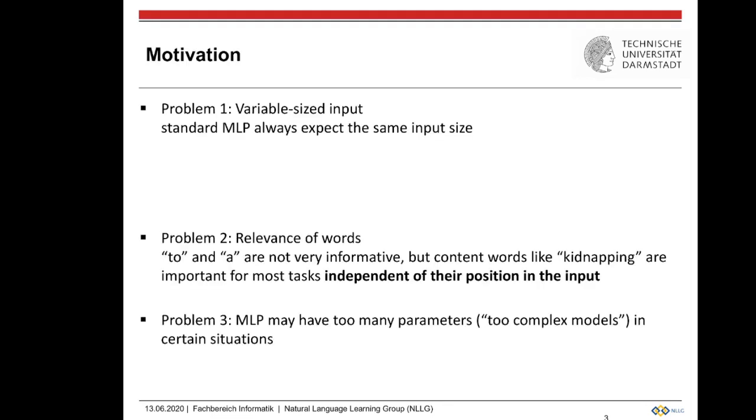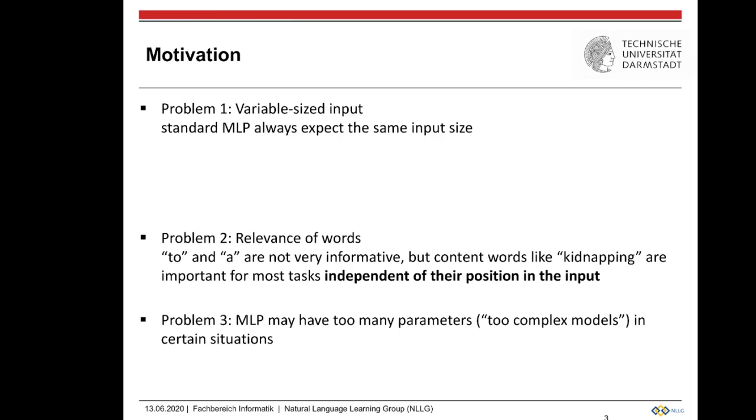Why do we need convolutional nets? The first reason is that with standard multilayer perceptrons, one always expects the inputs to have the same length, but in NLP tasks, sentences always have different lengths. So we cannot just apply multilayer perceptrons to solve NLP problems.